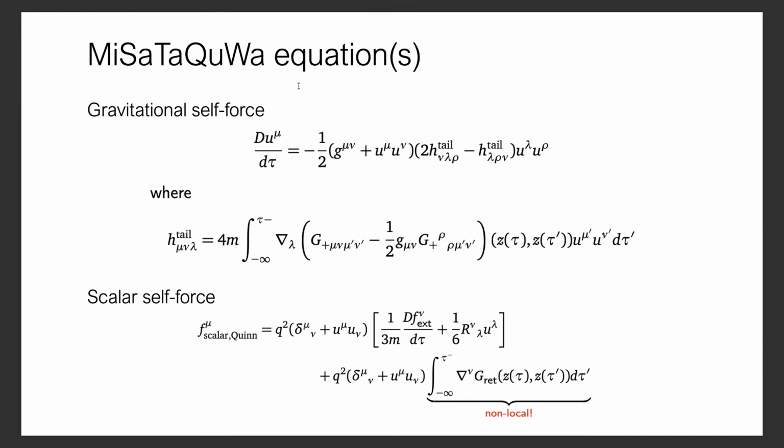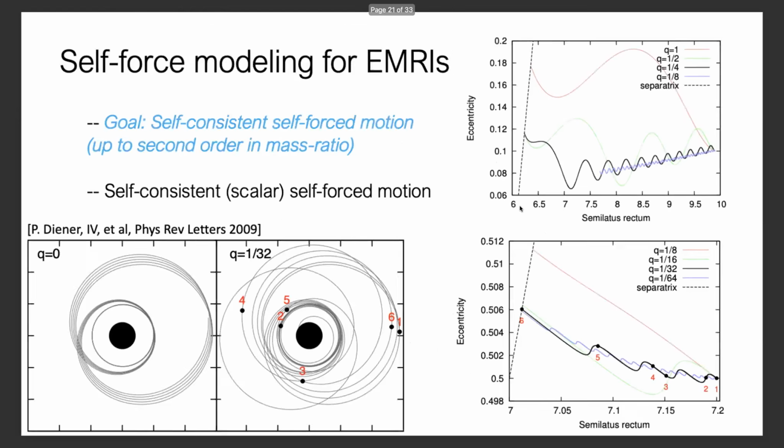The MiSaTaQuWa equations are named after, it's a funny name, the people who derived these equations originally: Mino, Sasaki, and Tanaka, and Quinn and Wald. Somehow they merged all their surnames to make this name for the equation, and somehow it has stuck all these years. So I'll show you a couple of examples where we have succeeded in making contributions to this endeavor.